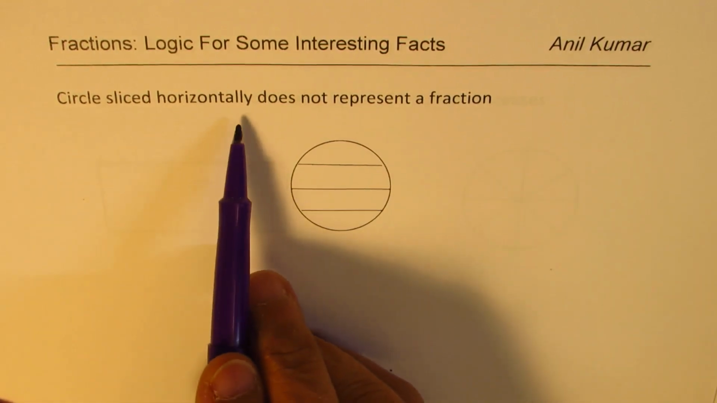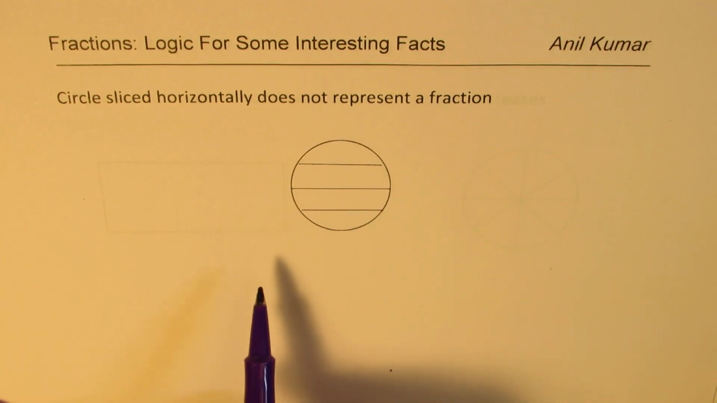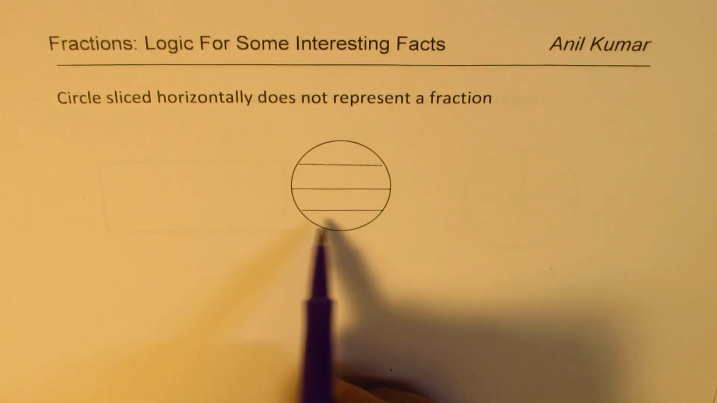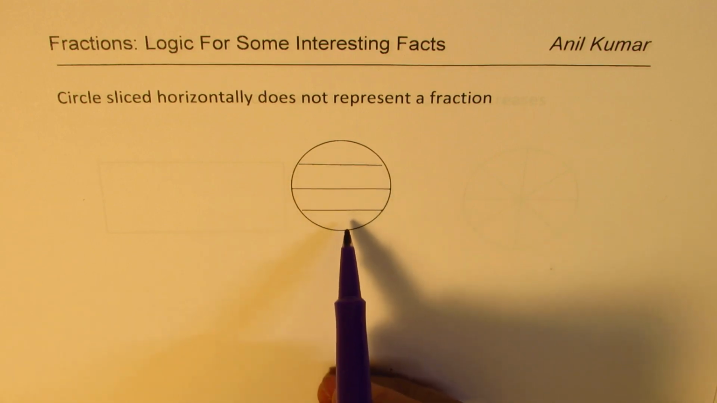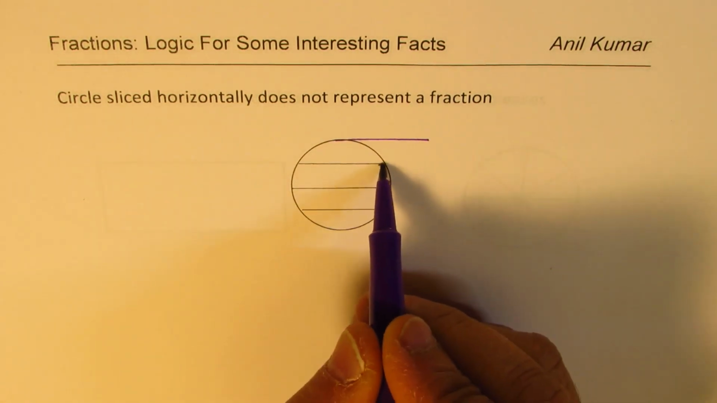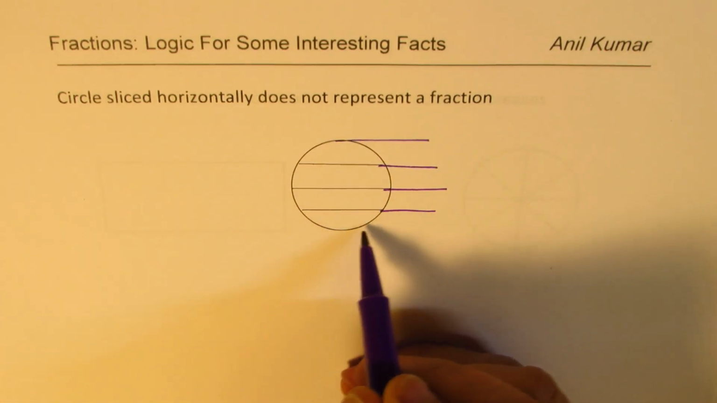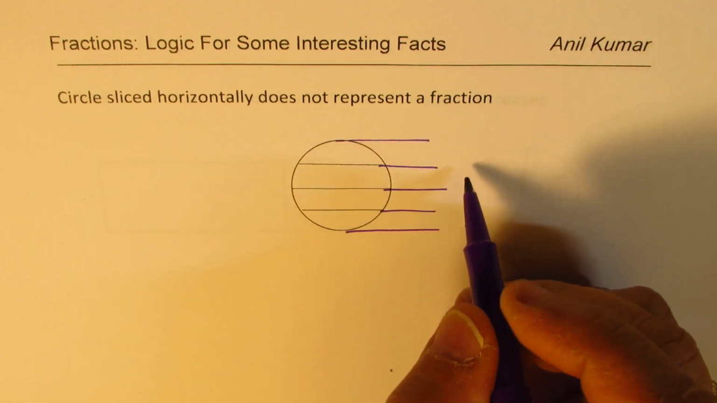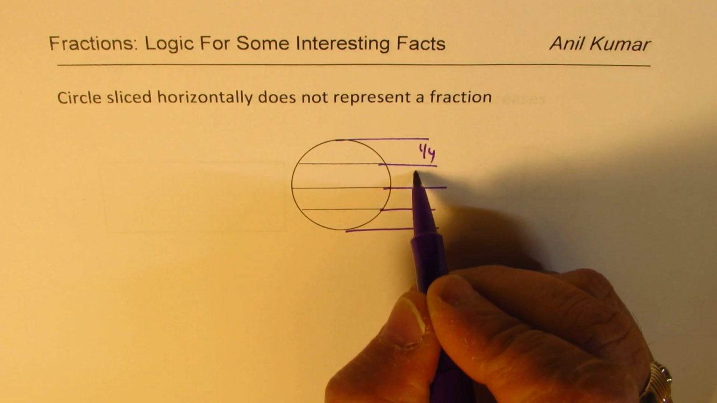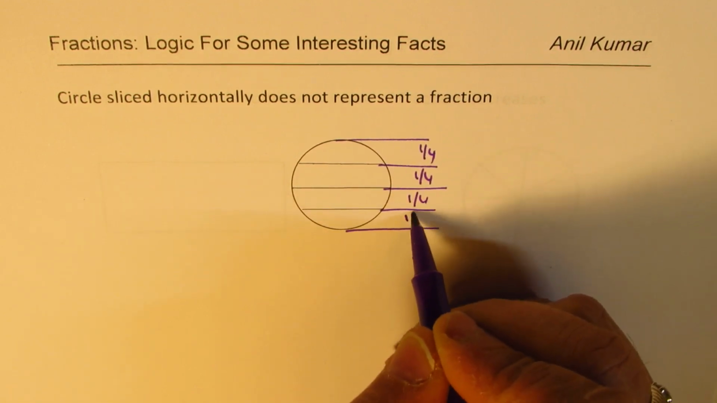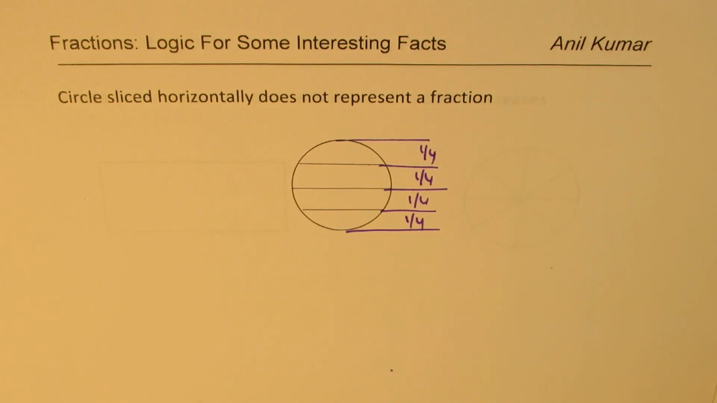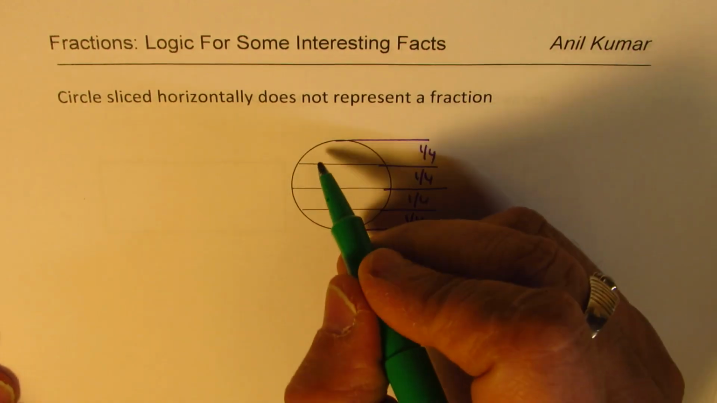A circle sliced horizontally does not represent a fraction. It really means that if I slice with lines which are equally spaced, even if my lines are equally spaced, that means to say, if these distances are all equal, so this is 1/4, this is 1/4, this is 1/4, this is 1/4. Even then, inside, the fraction is not 1/4.